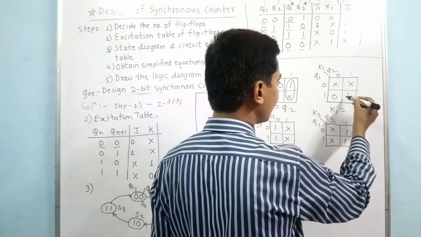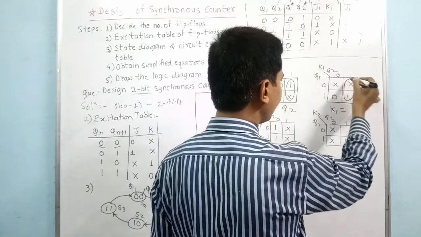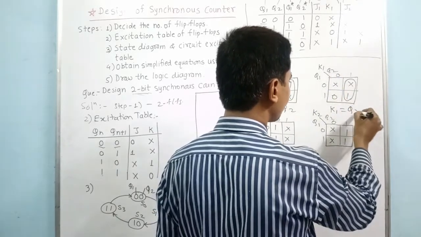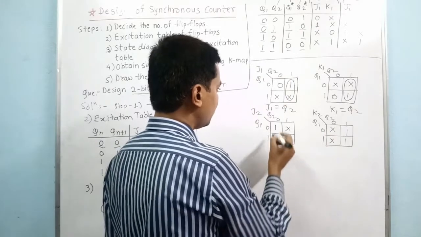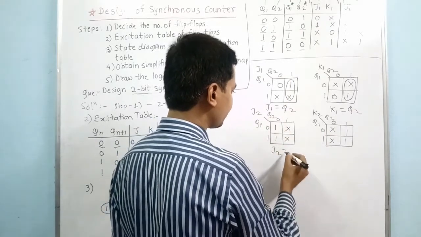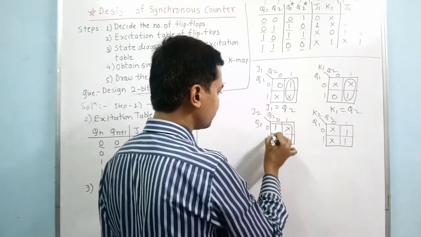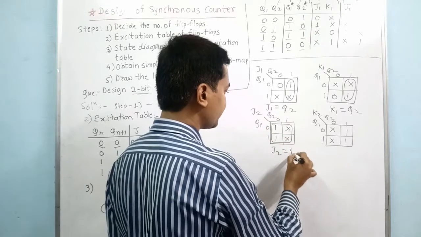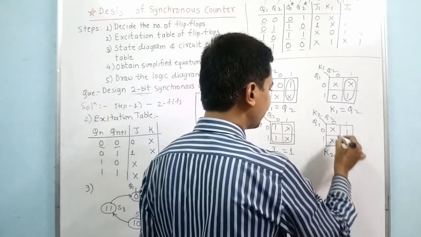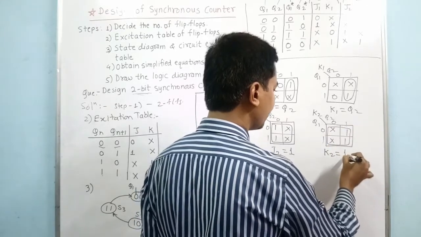Okay, so for K1, how can we group here? 1 with this don't care. So for K1 the common term is what? 1, so here 1 is for Q2. For J2, the common term is what? Here we can have all the terms common. So I will directly write here J2 equal to 1, and for K2 we can have the group of 4 cells. Okay, all are ones, so write here 1.